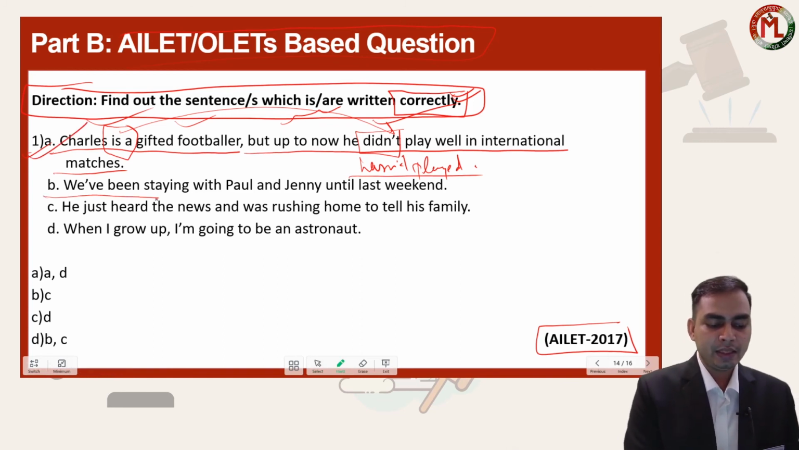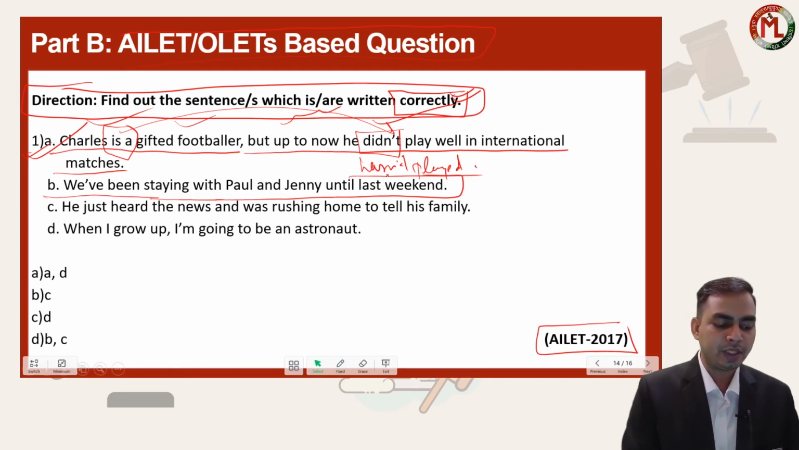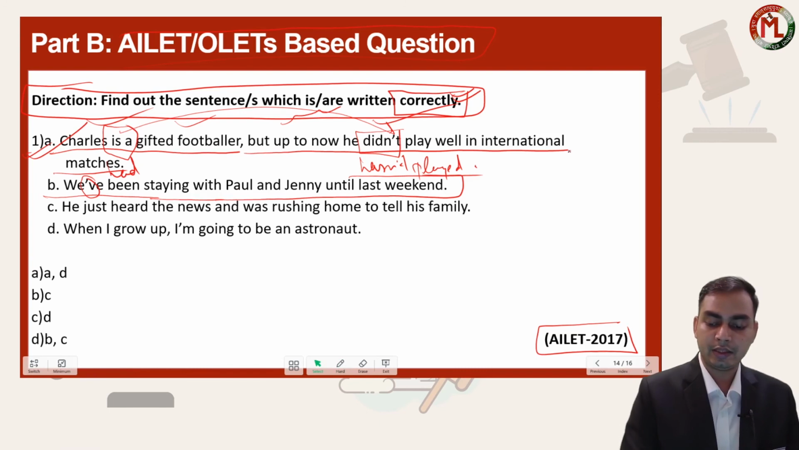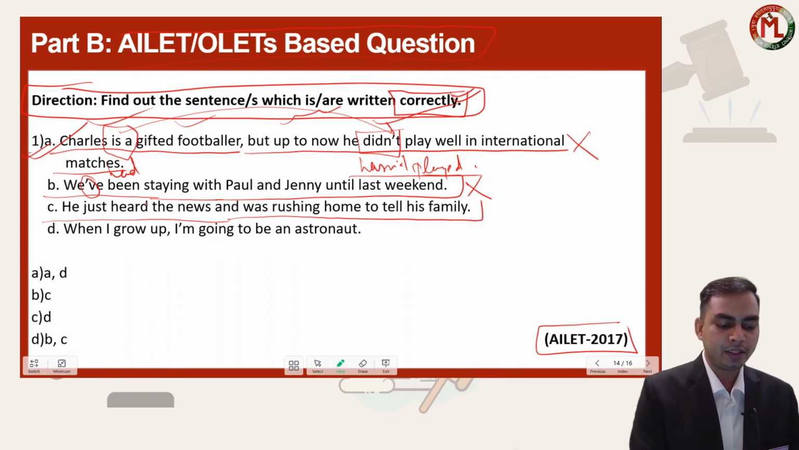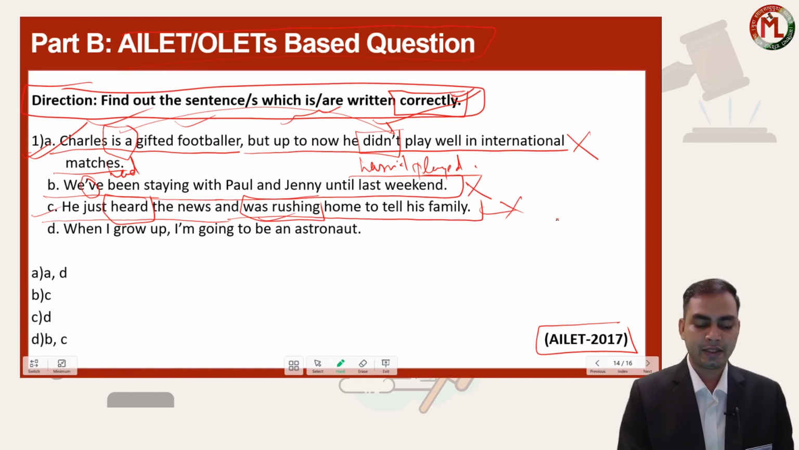We have been staying with Paul and Jenny until last weekend. So it is incorrect. We had been is the correct one. Again incorrect. So this is incorrect, this is incorrect. He just heard the news and was rushing home to tell his family. Again, he just heard the news, so it is in past tense. This sentence would also have been in past tense. So he just heard the news and rushed home to tell his family. This is again an incorrect one.